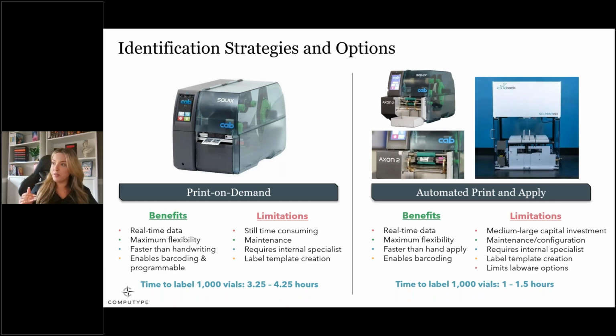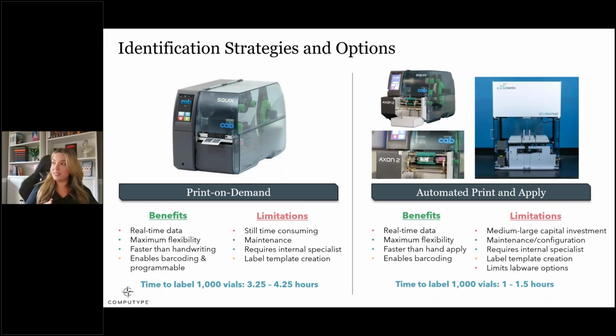The next step up from this is automated print and apply, and this offers a lot of the same benefits. You can still accommodate real-time data, you have a lot of flexibility in your printing, you can still barcode, but it is substantially faster than hand applying. For that same 1,000 vials, it reduces the average time to about 1 hour to 1.5 hours to get all of those labeled. We have a couple more limitations to consider, however.